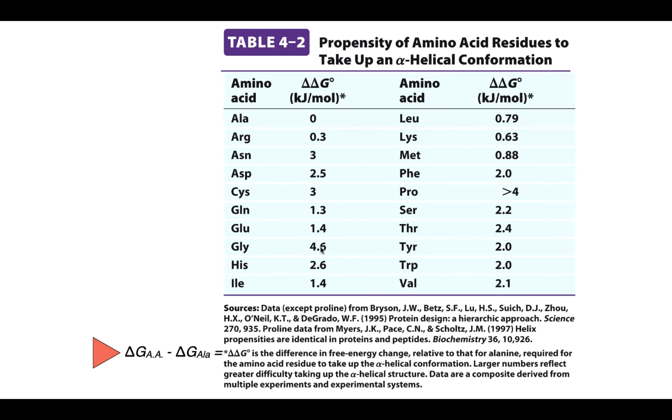So make sure that you can read this table. Now, what this unit is, it's really unnecessary to know. Just know that the higher the number, the less likely the amino acids are to form an alpha helix.